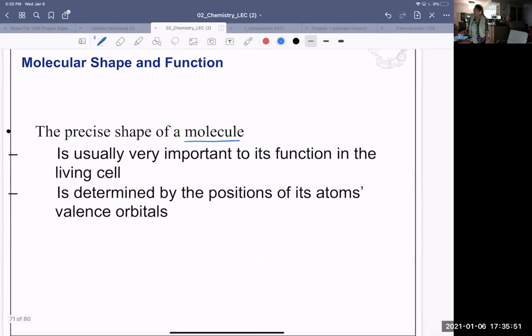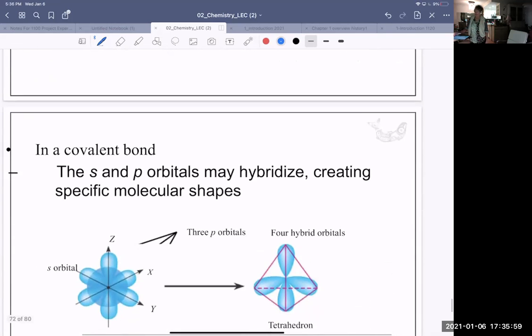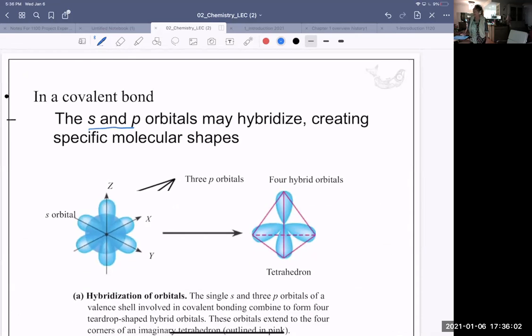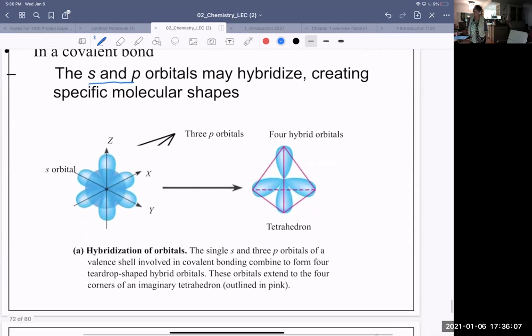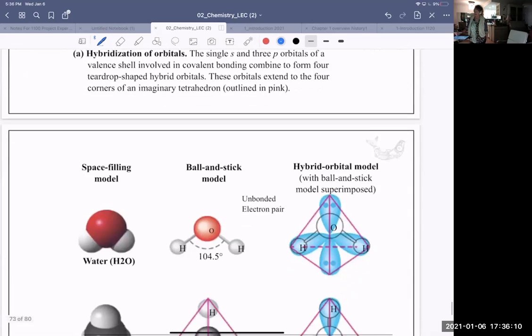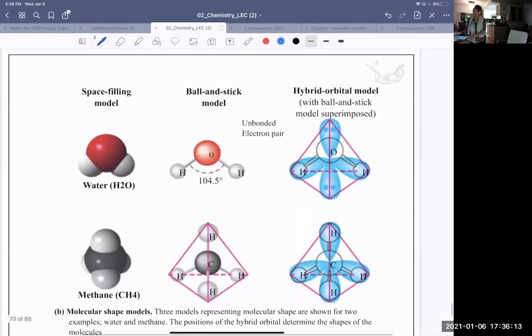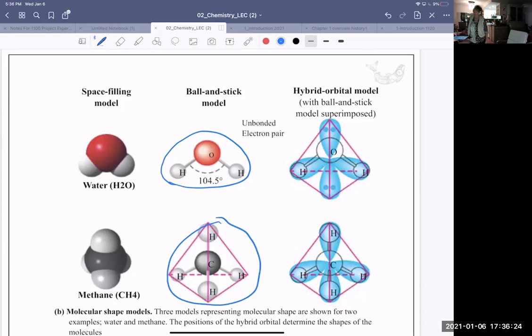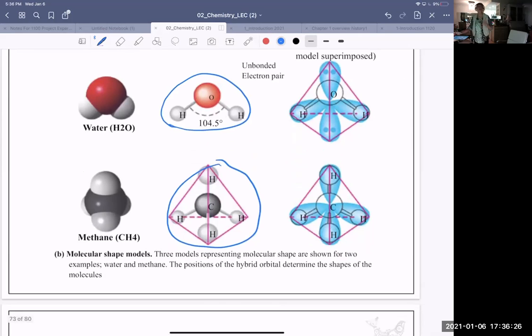The shape of a molecule, very important to its function, is determined by the position of its atoms' valence orbitals. In a covalent bond, the s and p orbitals may hybridize. They create very specific molecular shapes. Water, for example, creates this kind of shape. Methane. And those shapes end up being important to how they interact with other molecules.